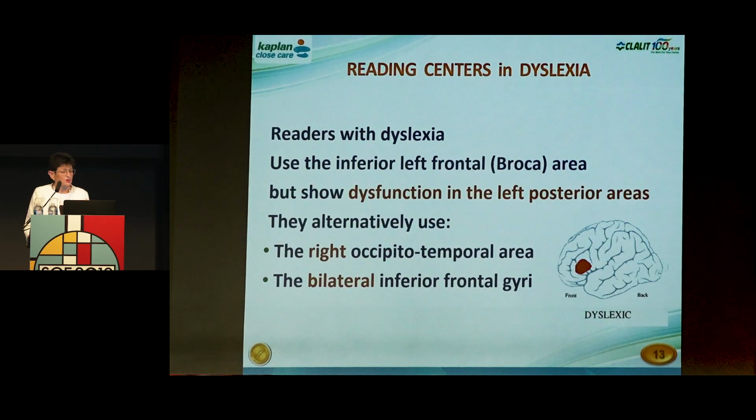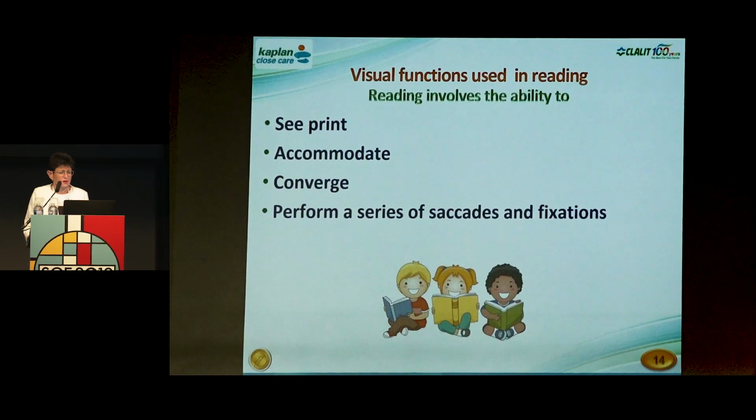Readers with dyslexia use the inferior frontal Broca's area just as normal readers do. However, they show dysfunction of the left posterior area, and instead they use the right occipitotemporal area on the right side and bilateral inferior frontal gyri. And this was proved especially by functional MRI studies in recent years.